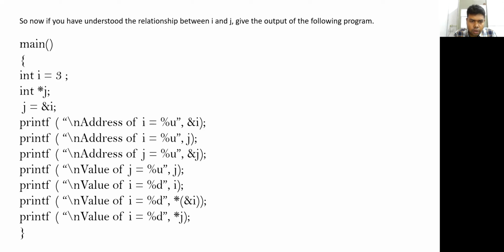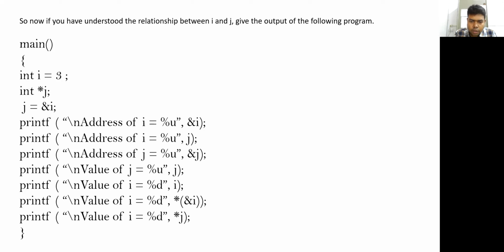So what kind of output will we get over here? Suppose the address of j. Okay, address of j, what are we writing? Ampersand j. So what output will it give? What will it print?